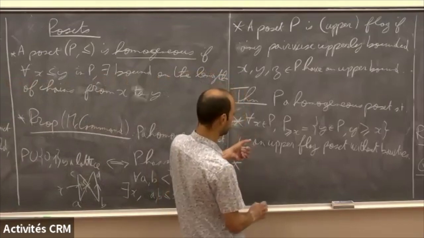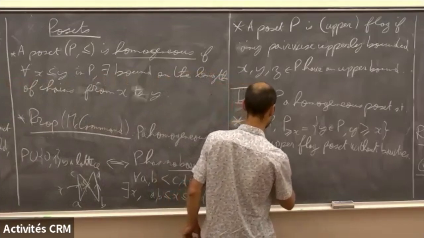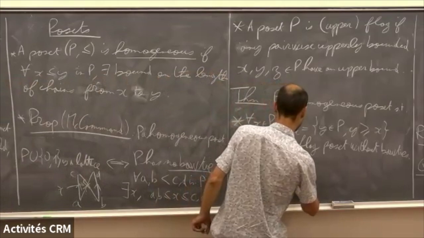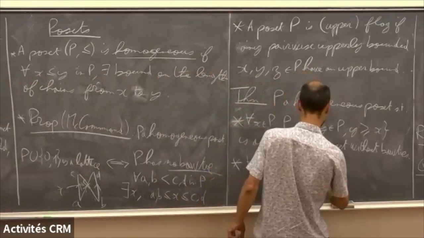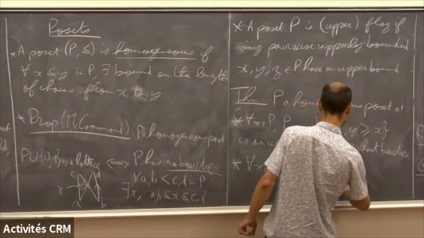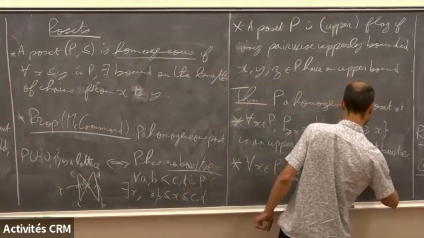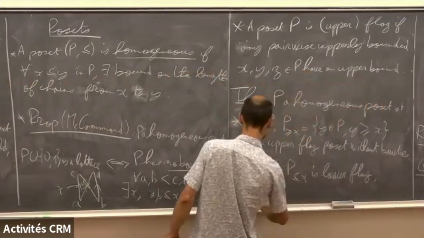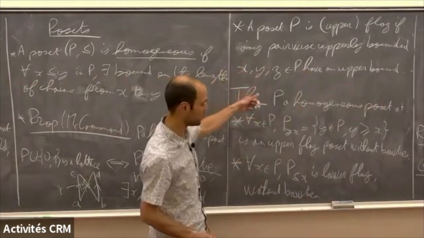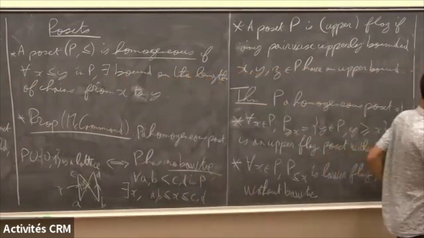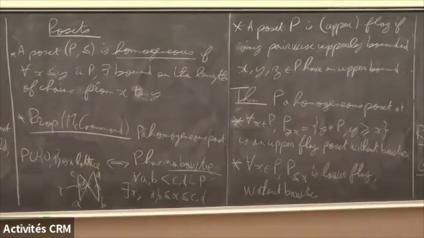And the symmetric condition for X, P smaller than X, is lower flag without bow ties. Okay, so the symmetric definition: any 3 elements which are pairwise lower bounded have a common lower bound. So what's the conclusion then?